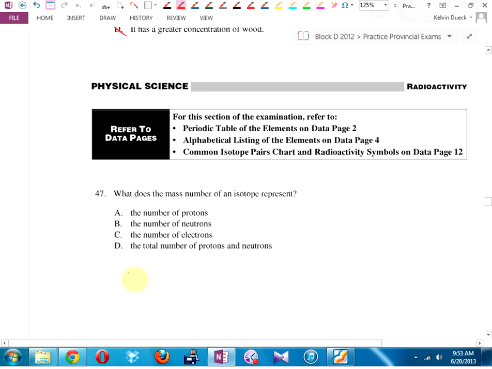What does the mass number of an isotope represent? D, because electrons have almost no mass. What does the atomic number represent? Protons, which means if you want the neutrons, that's the mass number minus the atomic number. For what it's worth.